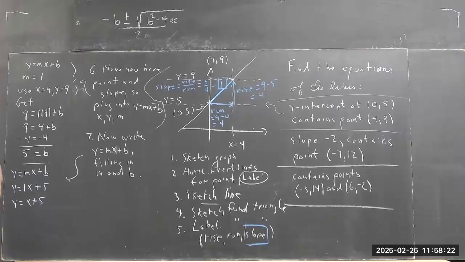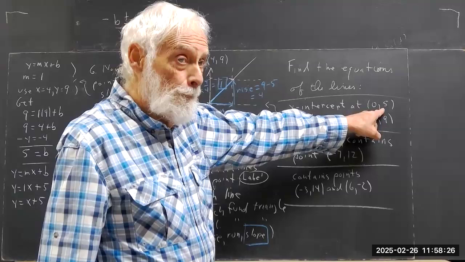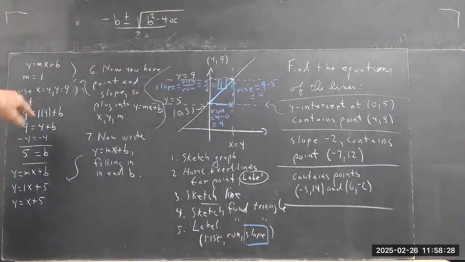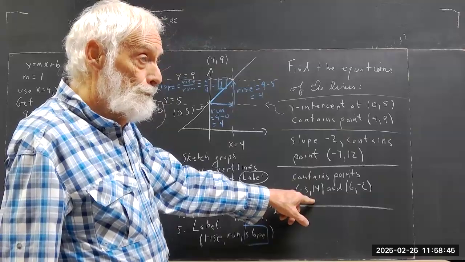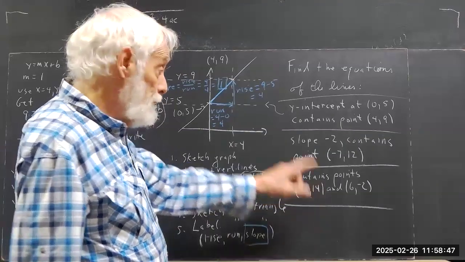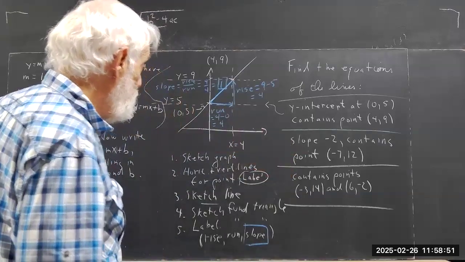Now I'll comment. In this case, you were given the y-intercept, so you really didn't need to do this. You already knew b was 5. But if you forget that, this procedure will get you there. And this procedure will do this problem for you as well, and it includes what you do with the next problem.